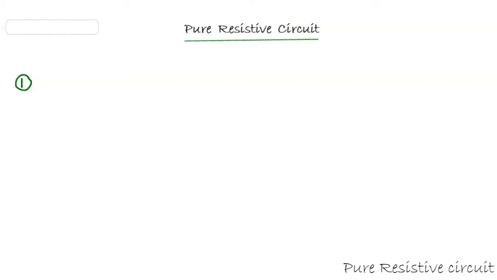Resistive circuit is such a circuit in which there is only resistance present. No other electronic element is present. Similarly, capacitive and inductive circuits are such in which only capacitance and only inductance is present. Today we will learn about solving the pure resistive circuit, and how the current and voltage vary.